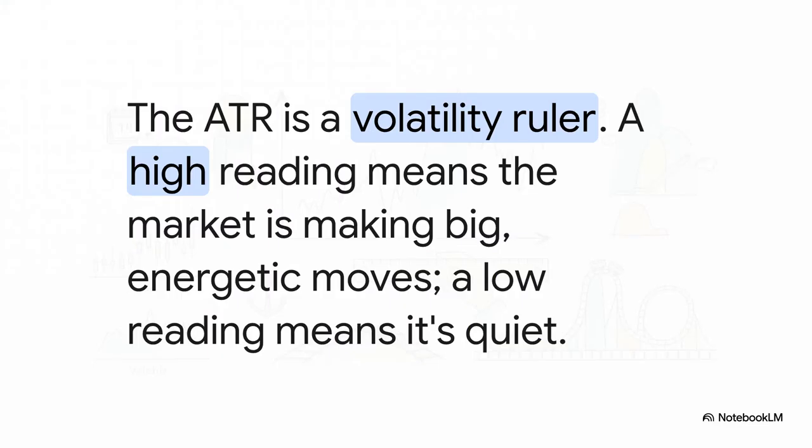The absolute easiest way to think about the ATR is with this analogy. It's a volatility ruler. That's it. When the number on the ruler is high, it just means the market is making big, energetic moves. You've got high volatility. And when the reading is low, the market's quiet, making smaller moves. Low volatility. Simple as that.